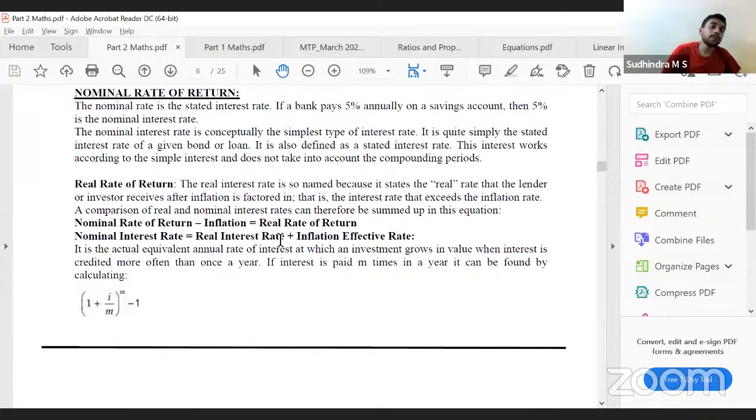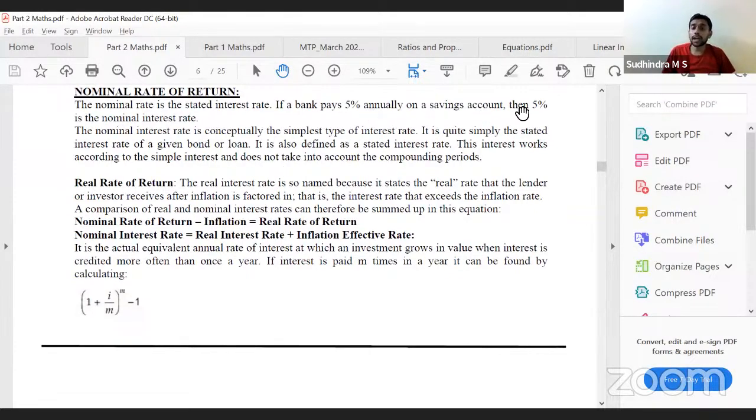Now in compound interest, we have discussed effective rate of interest. Similarly, we have something called nominal rate of return. What is nominal rate? Nominal rate is the rate that is given by the banker. That is the stated interest rate. So if the banker says 5% interest, FD interest, then 5% is the nominal rate, on an annual savings account or FD, etc.